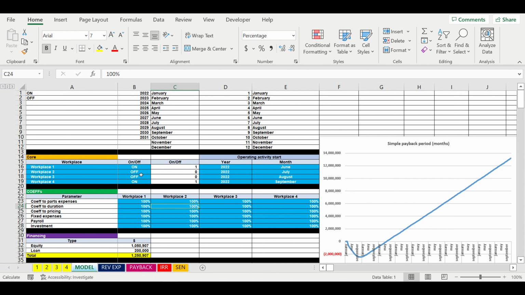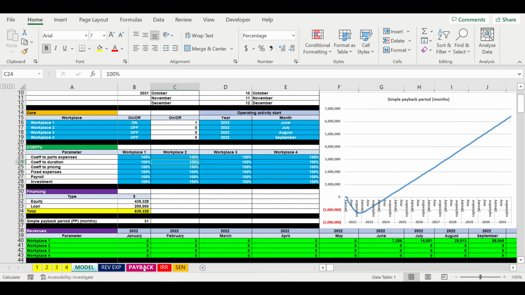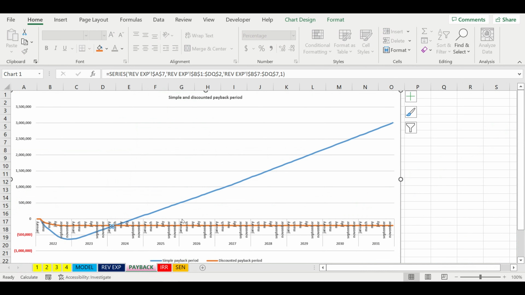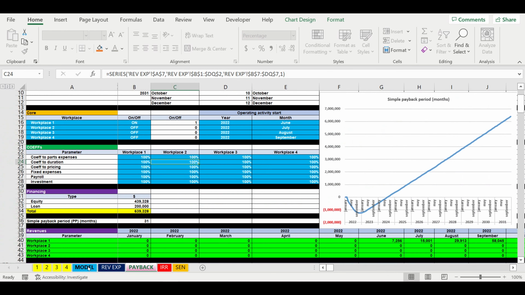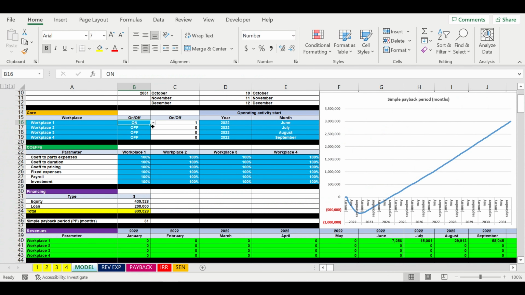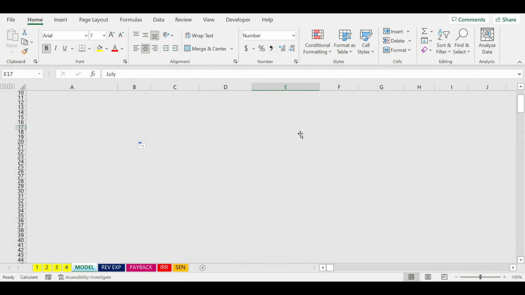So for example, switch them off. We just have to wait while Microsoft Excel will calculate all this story. We also can move very quickly when we start the operating activity.